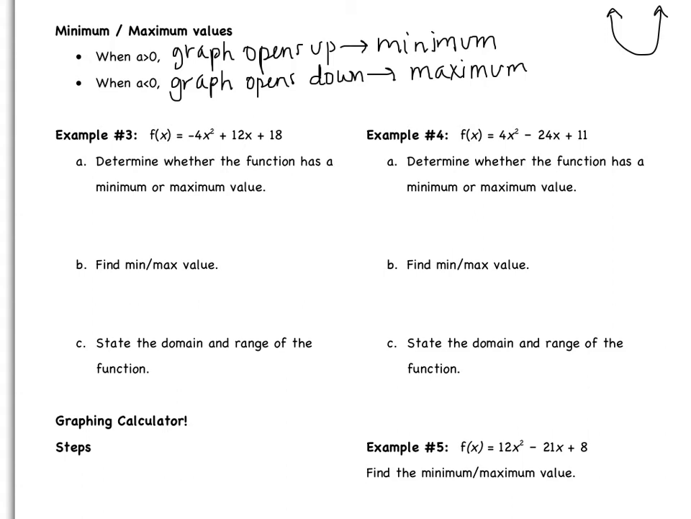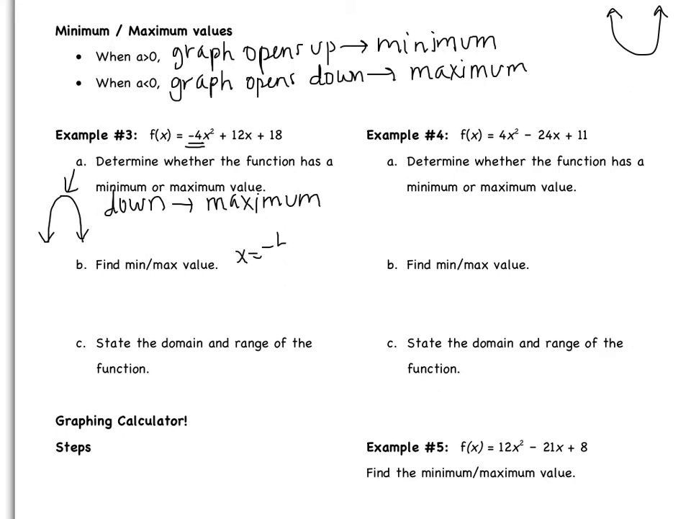So right now we're actually going to find those values. Looking at example 3, it says determine whether the function has a minimum or a maximum. Well, our a is negative, so it's going to open down. Okay, if it opens down, that means I have a high point. So I'm going to have a maximum. Okay, the minimum or the maximum is where the vertex is. So when it says find the minimum or maximum value, it means find the vertex.